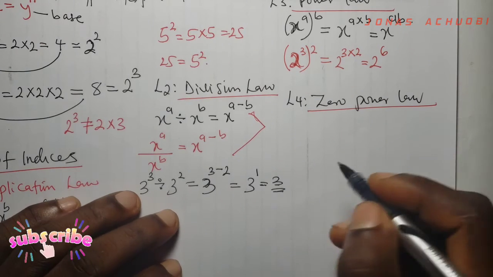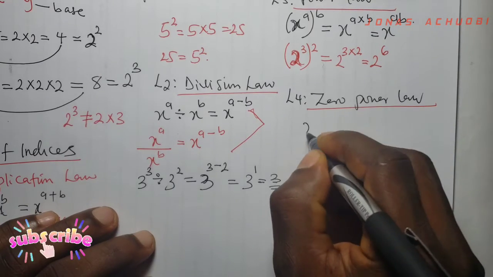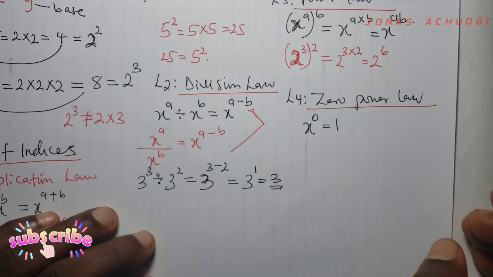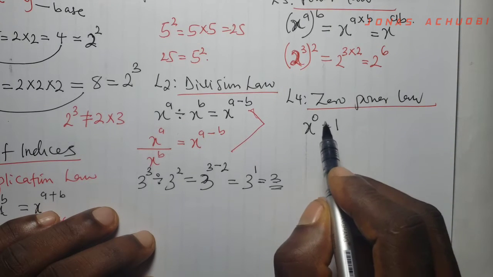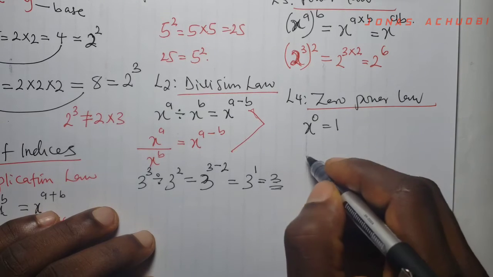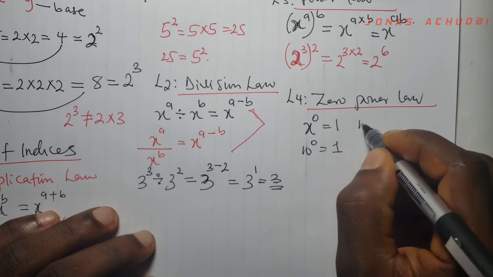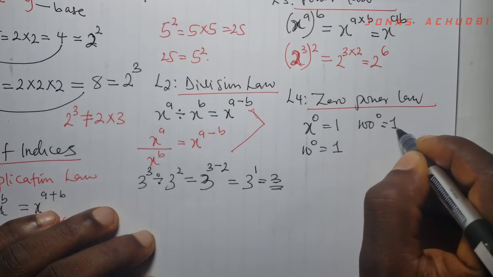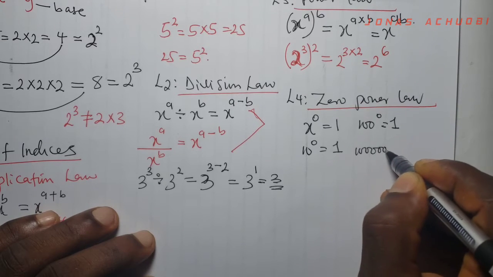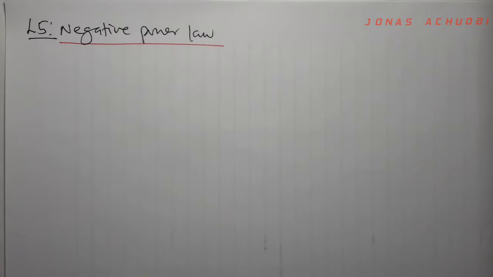The next law that follows very quickly is the zero power law, which states that any base raised to the power 0 is simply 1. Very simple. If you have any index form whose power is 0, that index form amounts to 1. For example, if you have 10 raised to the power 0, the answer is just 1. If you have 100 raised to the power 0, the answer is 1. Whatever you have, a million, whatever it is, raised to the power 0, the answer is 1. And we call this the zero power law.